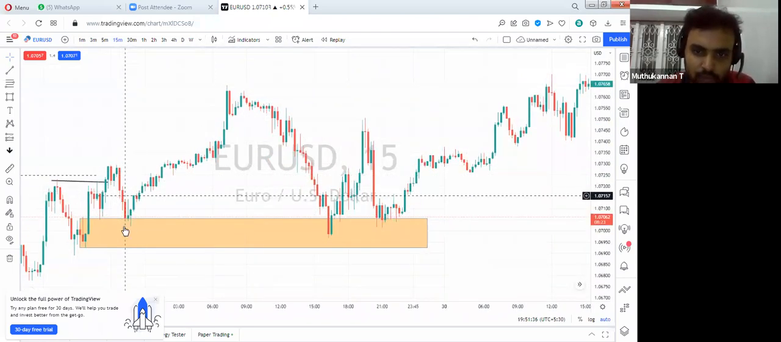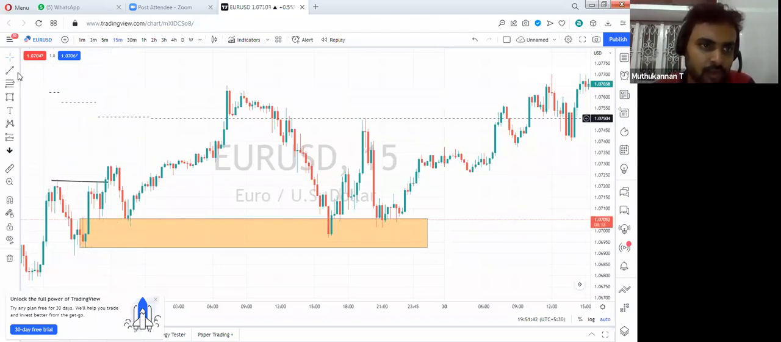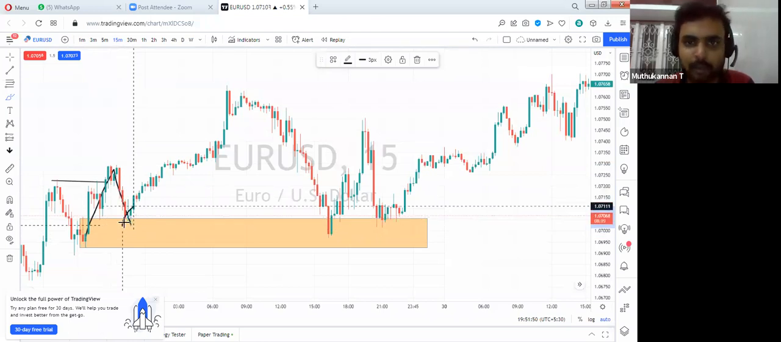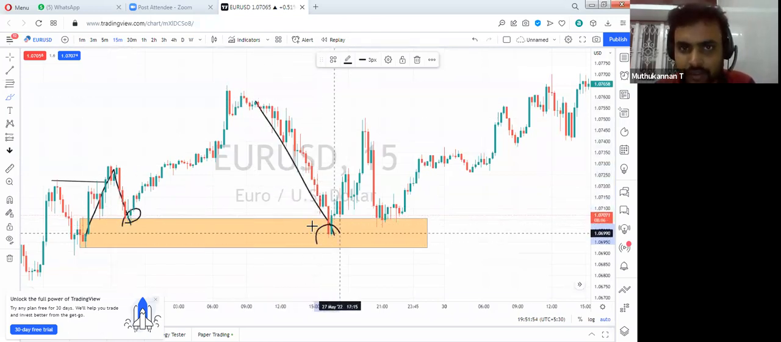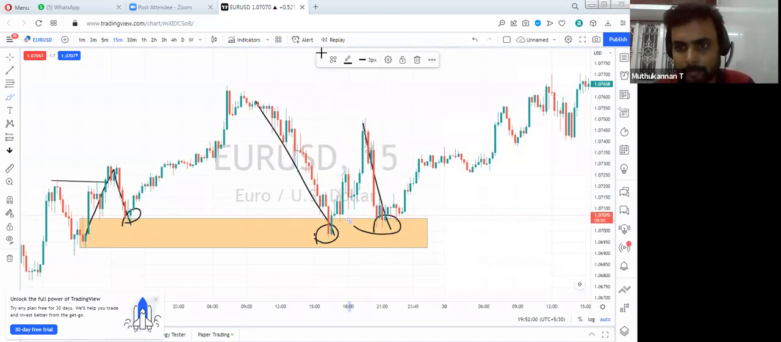Why are prices coming down? Why are prices coming down? Does anyone know why prices are coming down? After this strong up movement, why are prices coming down? This is my strong up movement. Why are prices coming here and touching? Why is this happening? Anyone knows? Any guesses? Okay, profit booking, excellent. To balance the order, great. Fulfill the pending orders, recovery, retracement. Retracement is also one of the reasons, right?